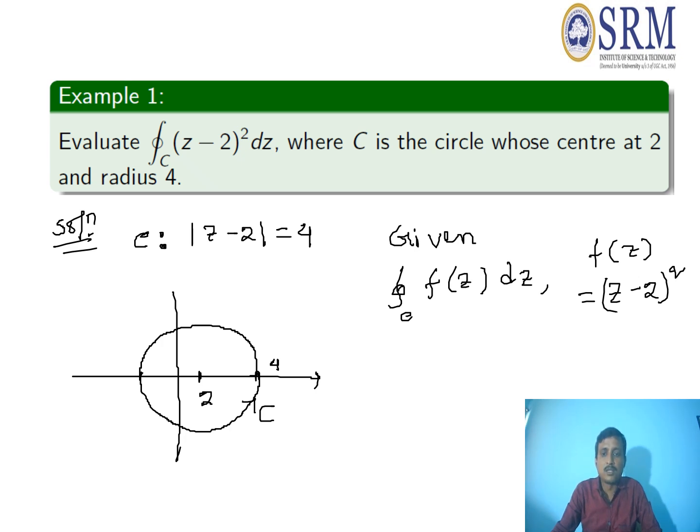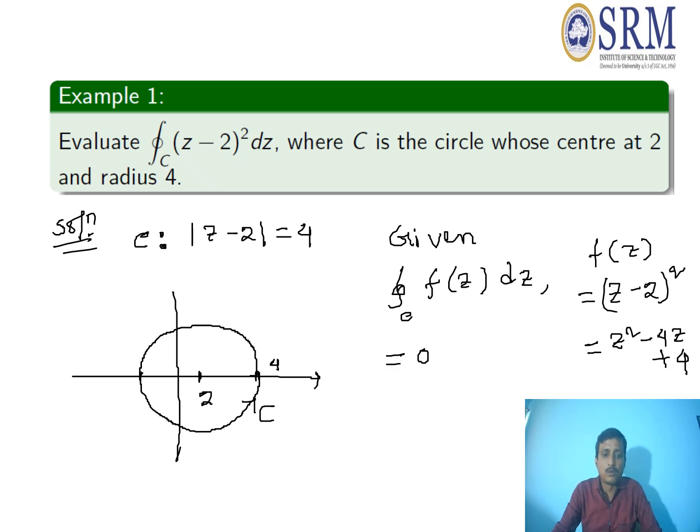This f(z) is a polynomial, a polynomial of second degree: z squared minus 4z plus 4. We know polynomials are everywhere differentiable. So it is differentiable in the neighborhood, and also everywhere. That means there is no problem for the analyticity of f(z). That means f(z) is analytic on or inside C. So by Cauchy's integral theorem I can write that the integration value will be equal to 0.